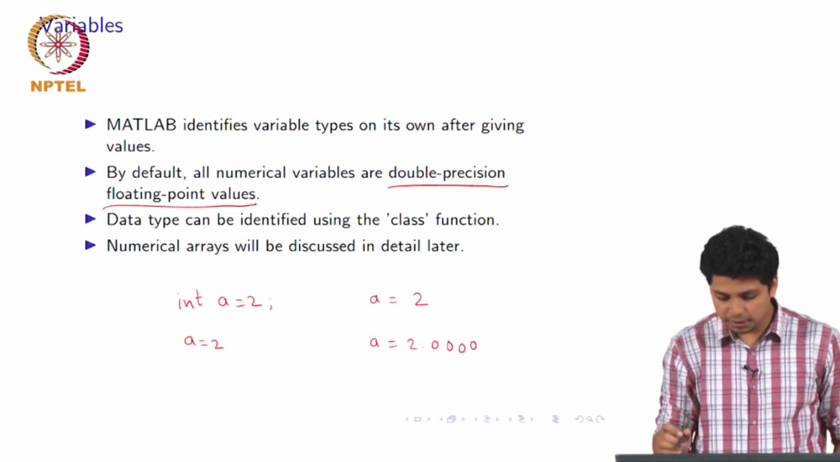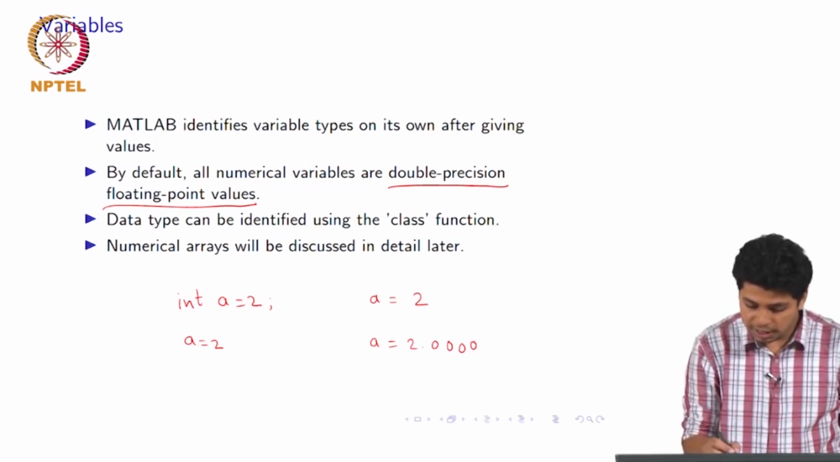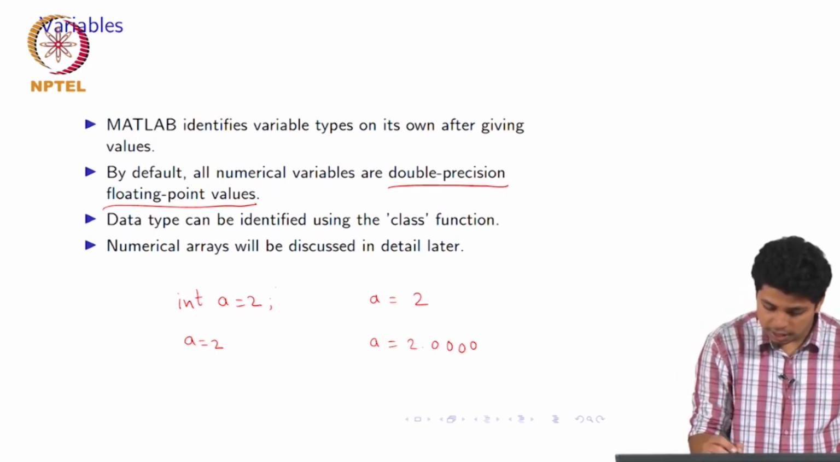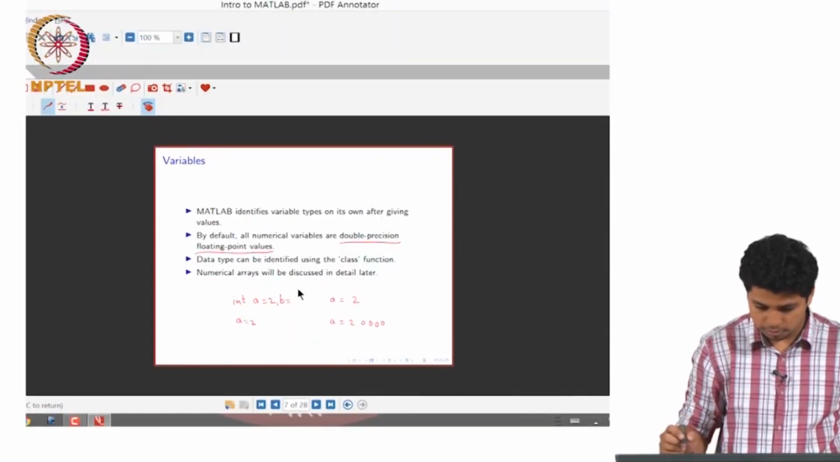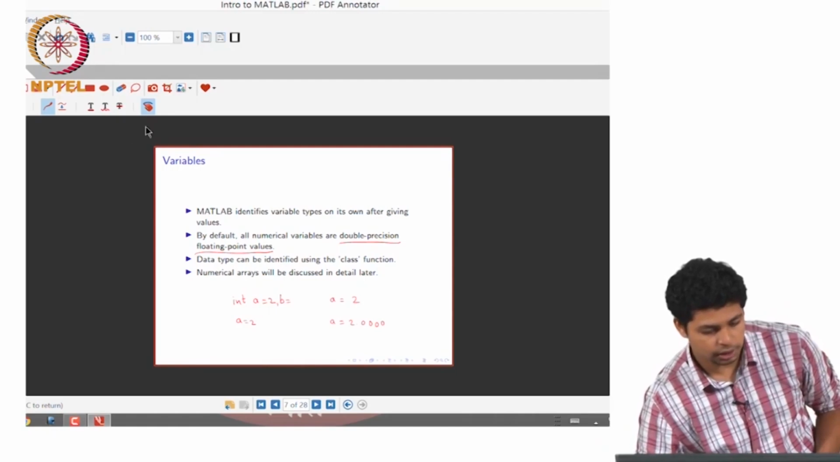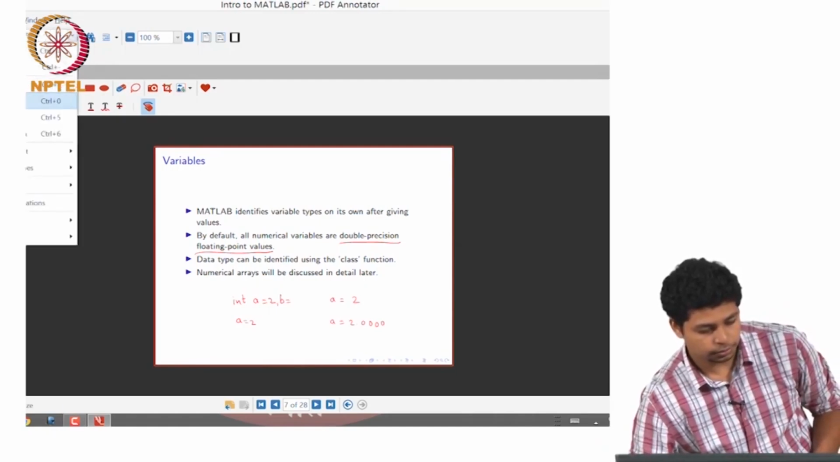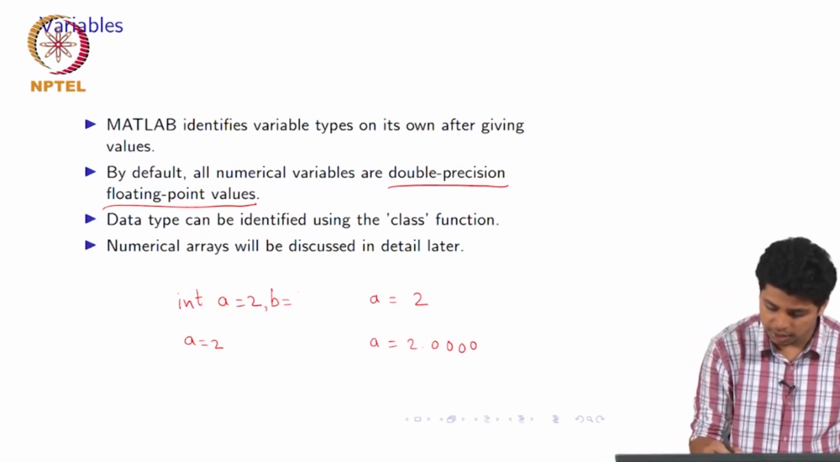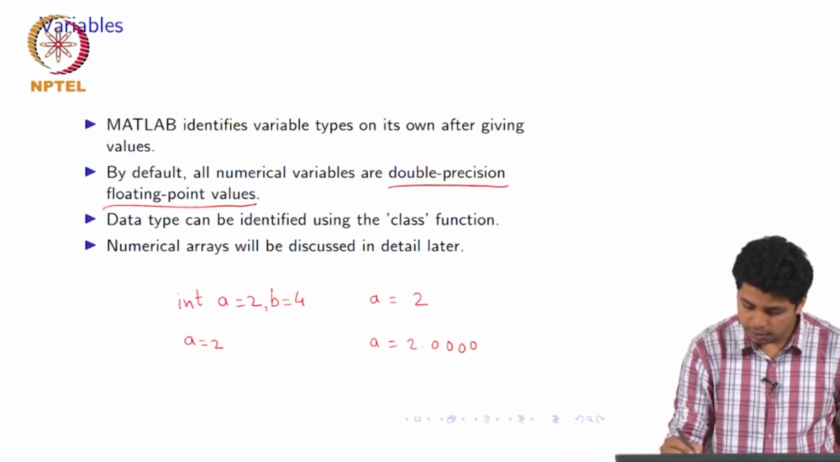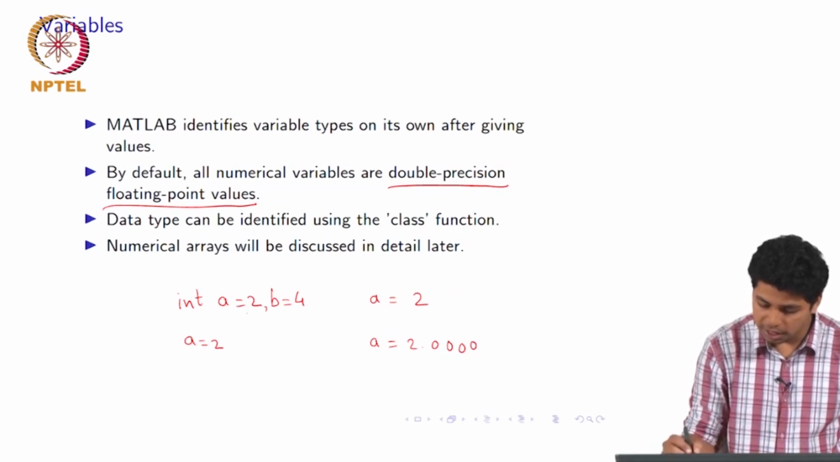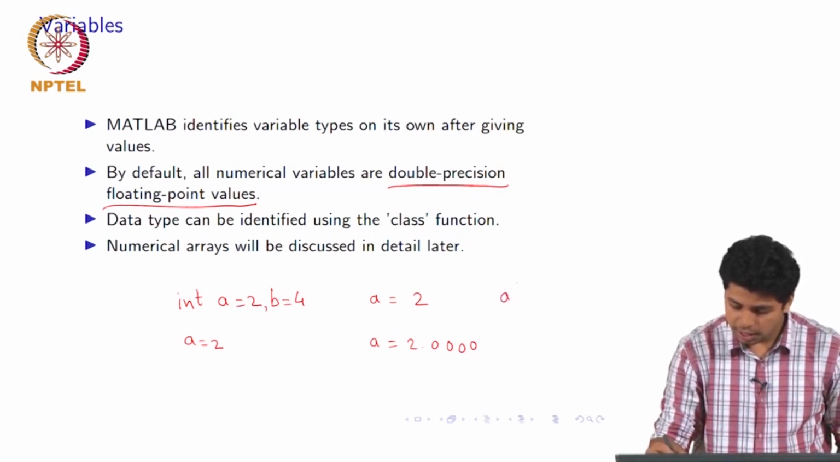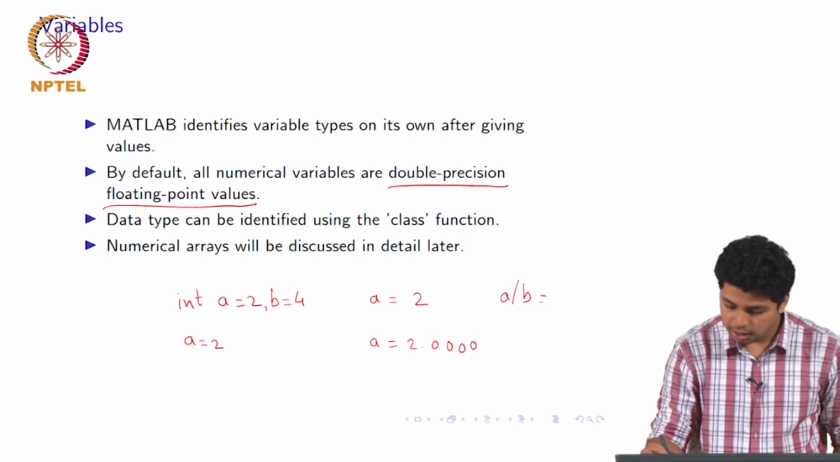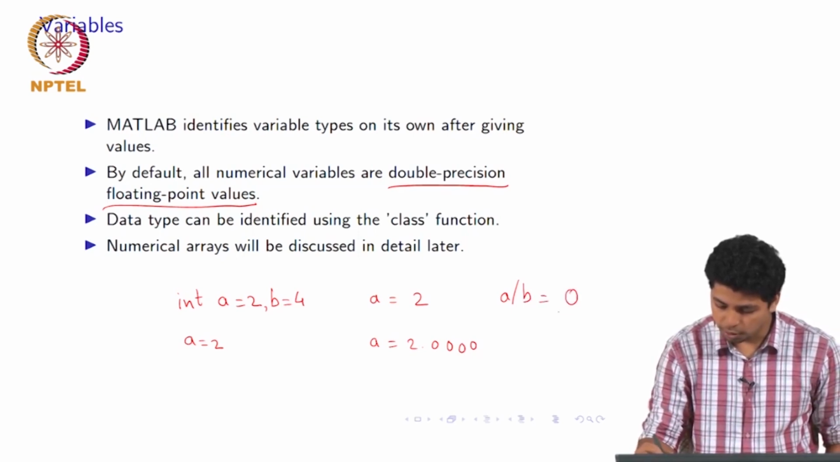Now where this makes a difference is, if you then consider another variable, say B equal to 4 in C++. So B will store the value of 4, and then if you perform a division operation, say A by B, then C++ will give you an answer of 0.